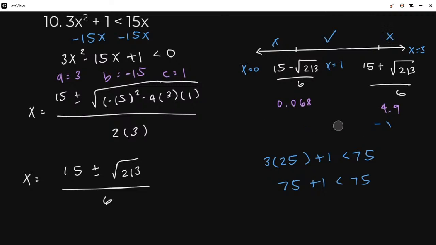So our answer is going to be between 15 minus rad 213 over 6 and 15 plus rad 213 over 6. And our original problem wasn't equal to.